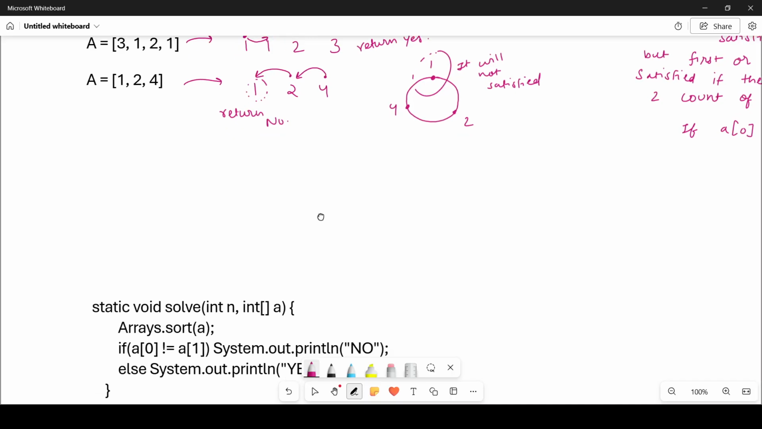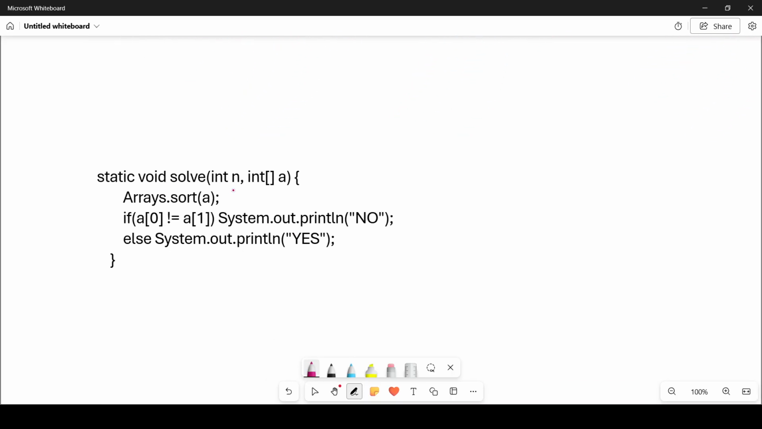Here I code this simply. Here n is the size of the array and a is the array. First I sort the array and then I compare the zeroth and first element. If those are not equal, then simply return no. If both are equal, then simply print yes. I hope you got the question.